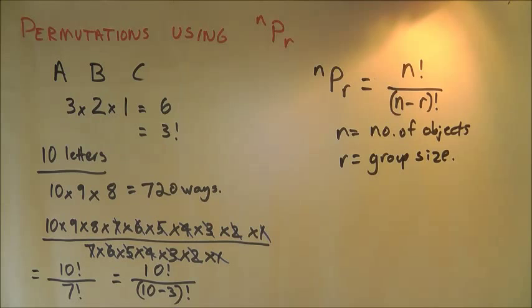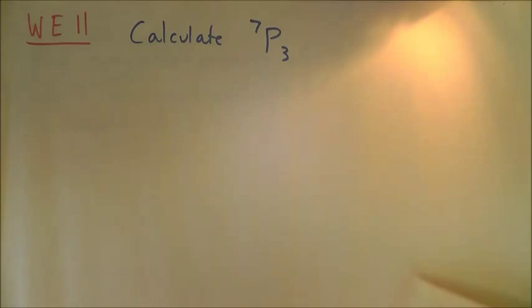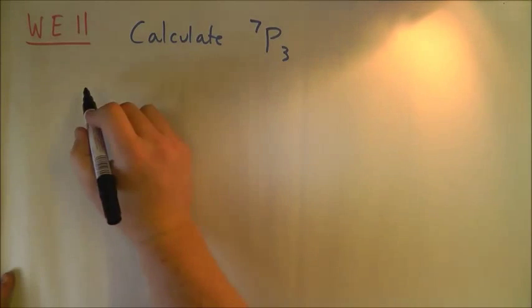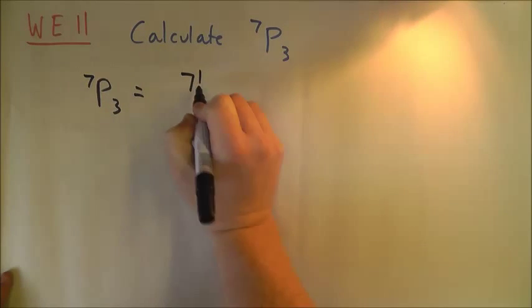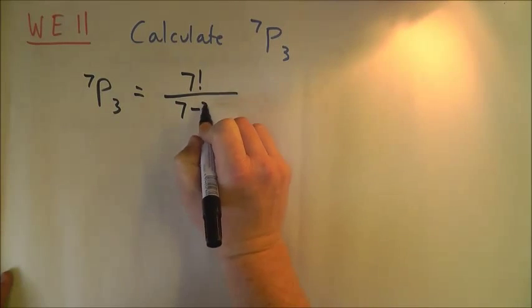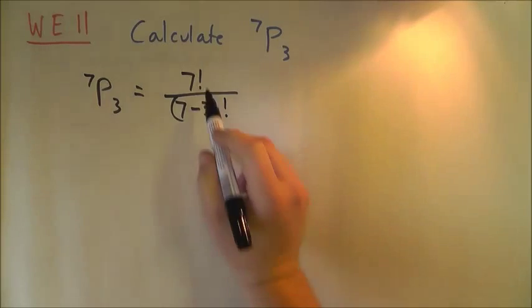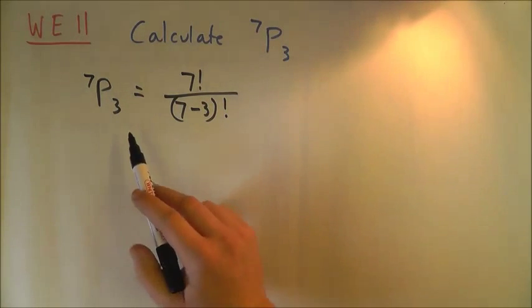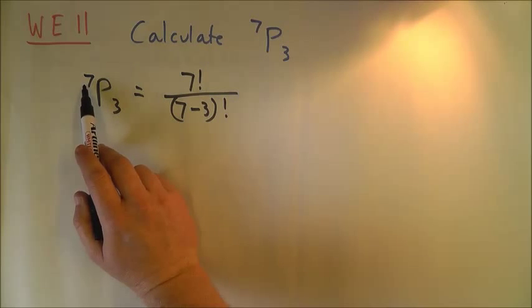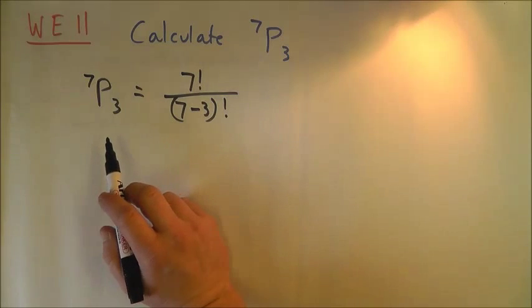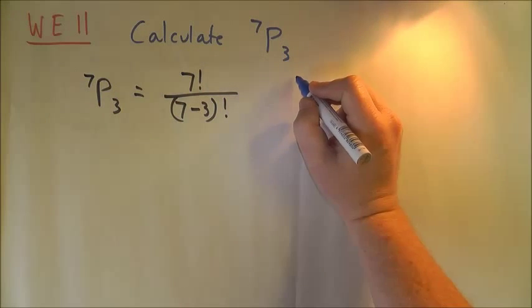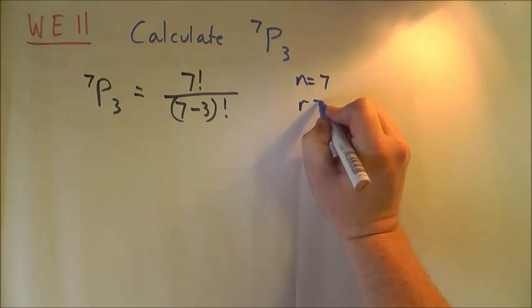Okay, let's have a look at some examples. Worked example 11 in the book is quite a straightforward one. Calculate 7P3. 7P3 is 7 factorial over 7 minus 3 factorial. That's the general format I used on the previous page. What we're effectively doing here is we have 7 objects to choose from. We want to know how many ways we can arrange groups of 3. So n equals 7, r equals 3.